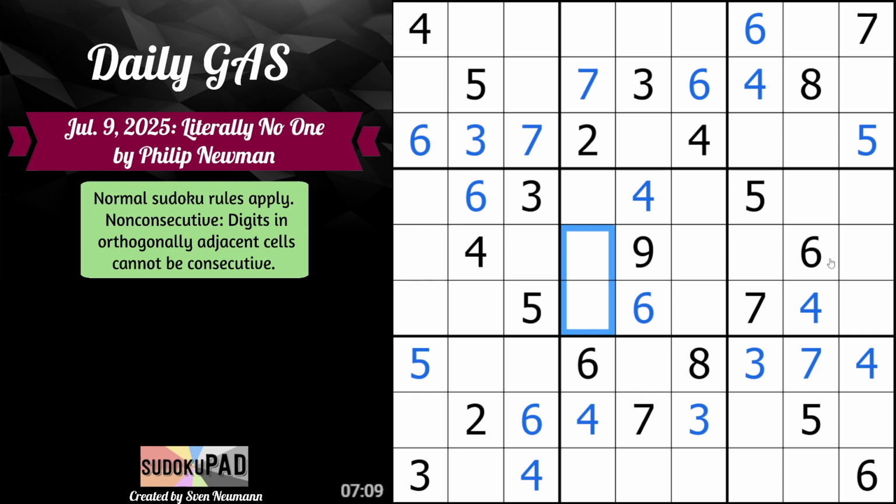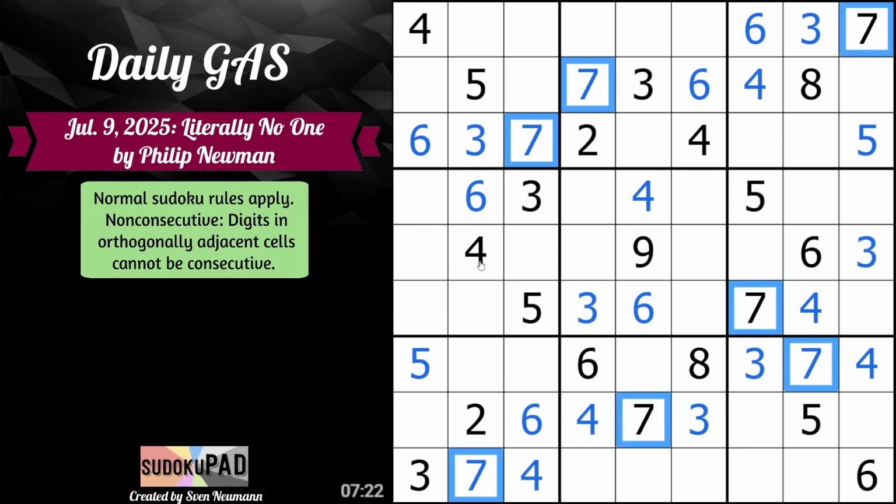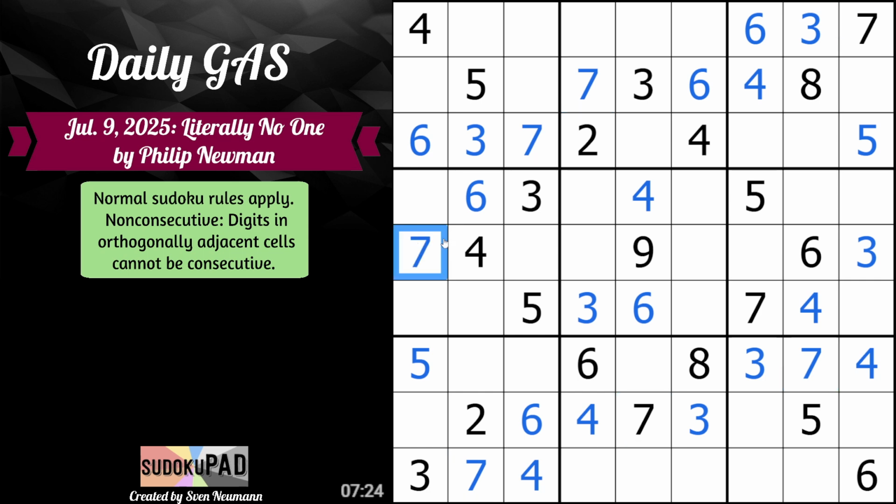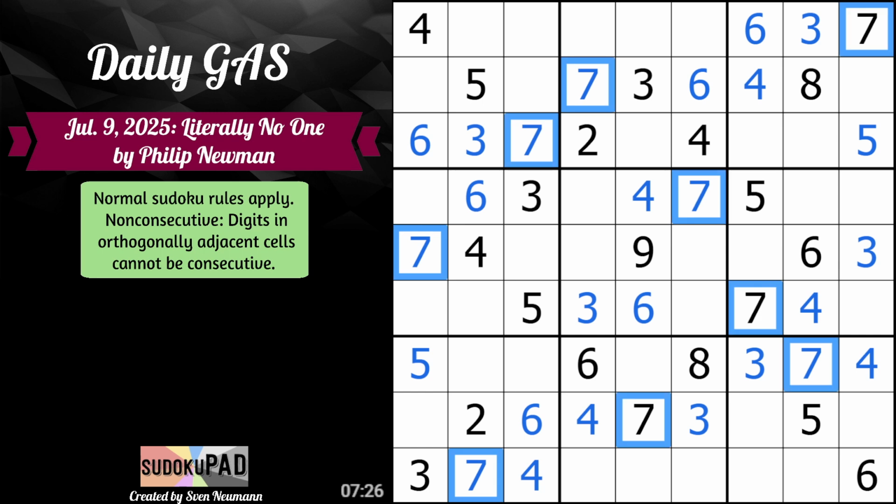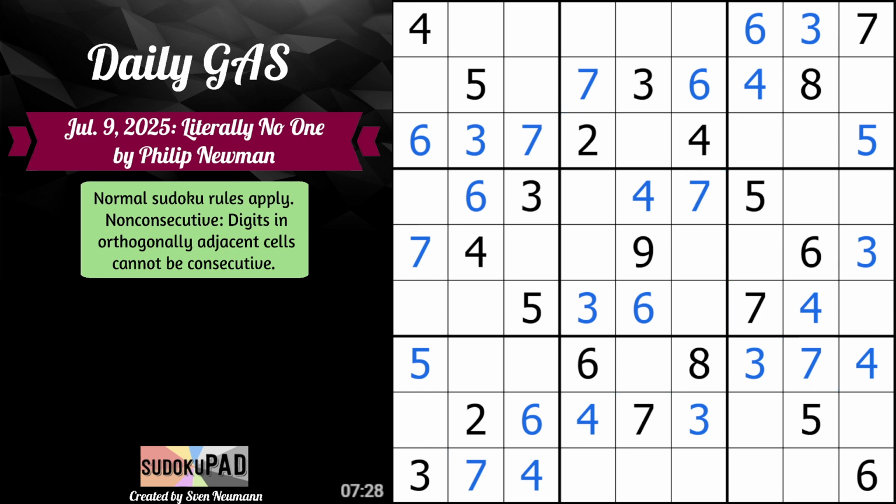3 is not limited here, so that doesn't help. Oh, but 3 is limited here, and actually 7 is limited here in the same way. Then 3 here, 3 can't go there, so 3 goes here, which places 3 here. 7 is the exact same thing. It can't go next to the 6, so 7 goes here, and 7 goes there. And that should be all of our 7s and our 3s.